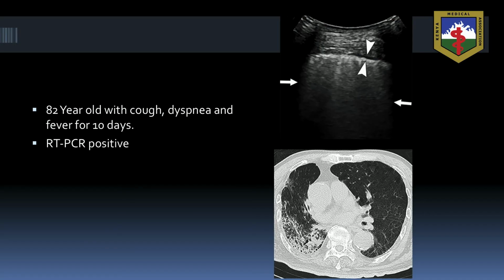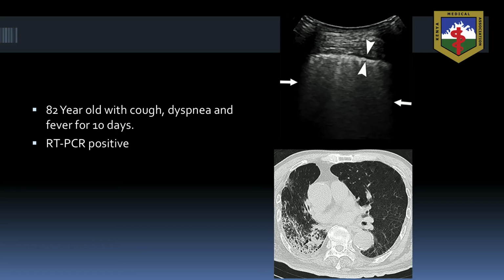So you can pick up the B lines on the right image. Now, again, this was an 82-year-old with cough, dyspnea, and fever for 10 days. The PCR was positive, and you can also see the reverberation artifacts. You can see also the reduced echogenicity of the lung because of consolidation. And on the CT done, you have your thickened pleural line at the top, the small arrowheads.